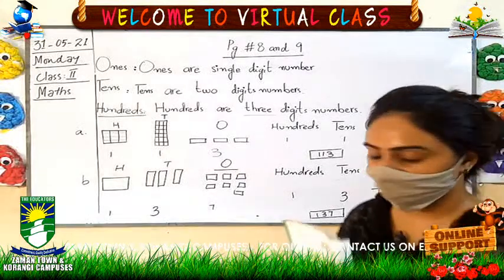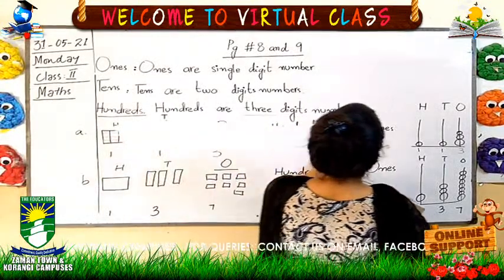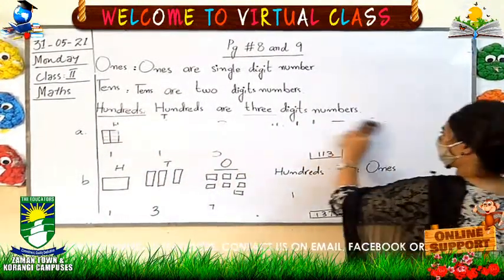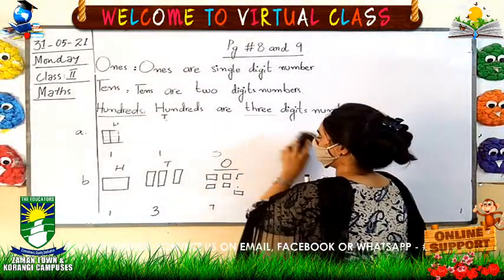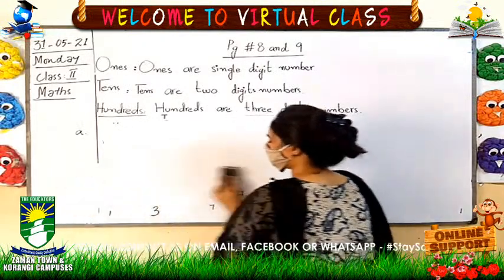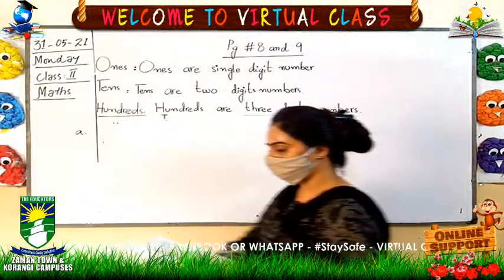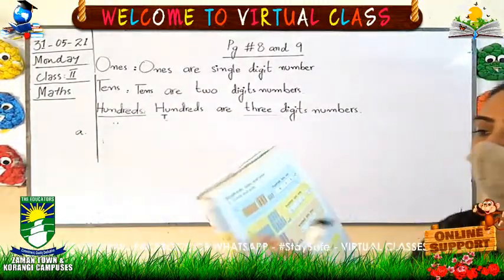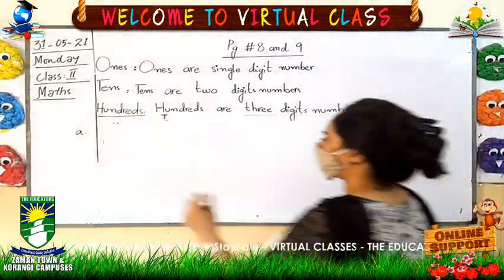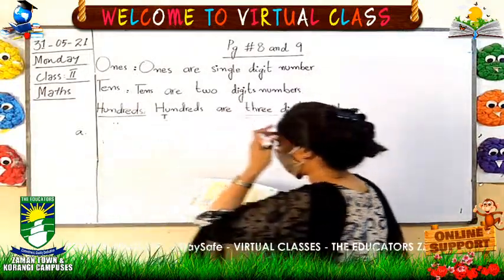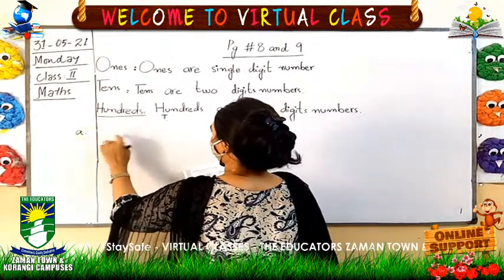Now come to page number 9. Open it. What is the question? Read the question. Page number 9. This is same concept. Hundreds, tens and ones. This is same as page number 8. Count and write. I am drawing a box.